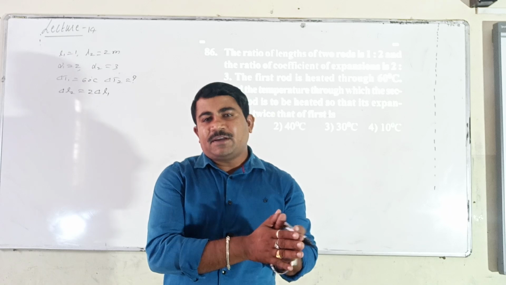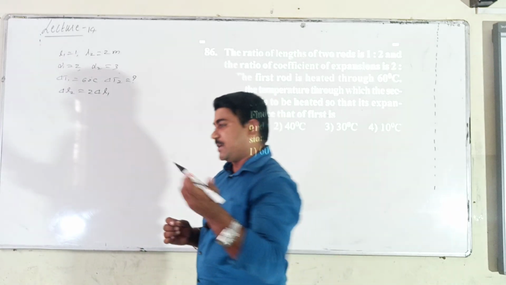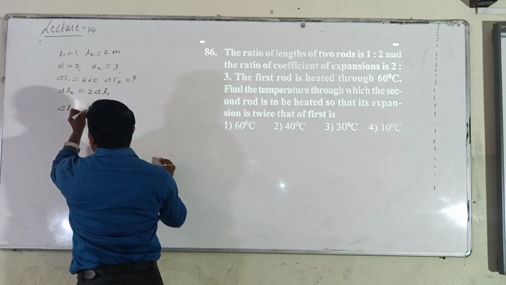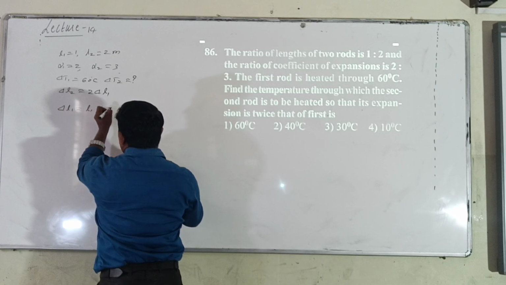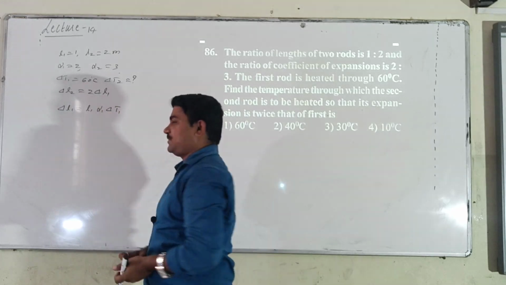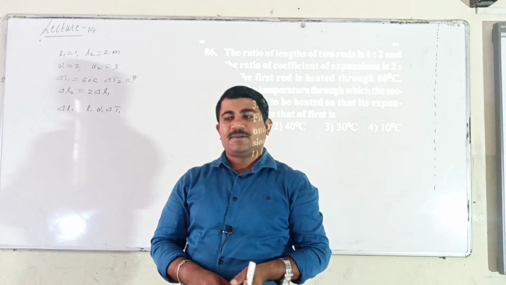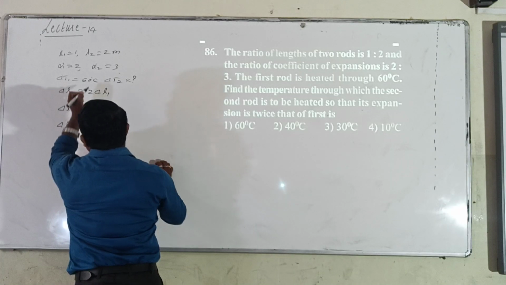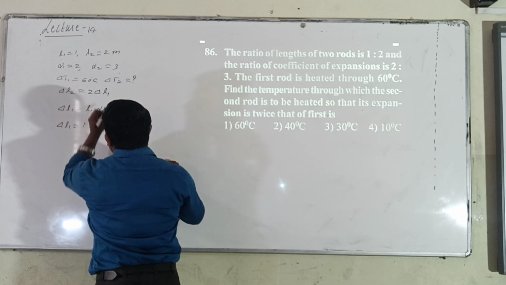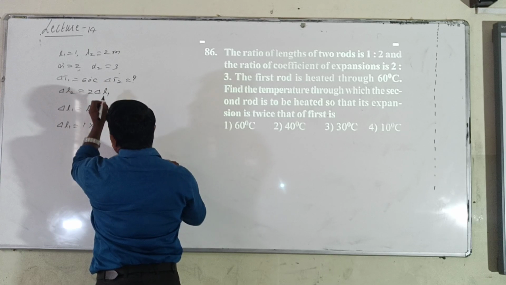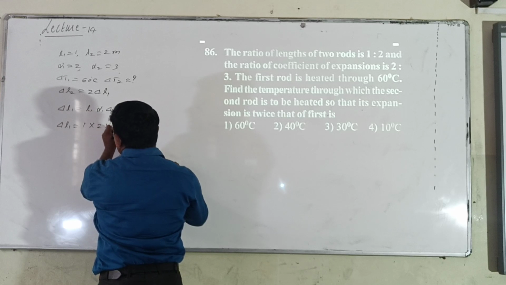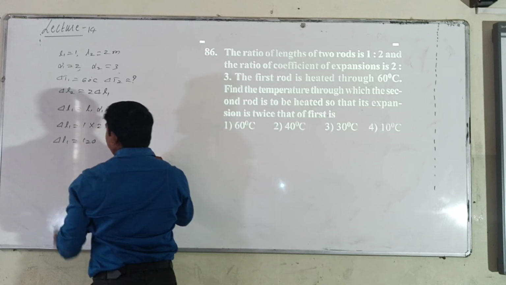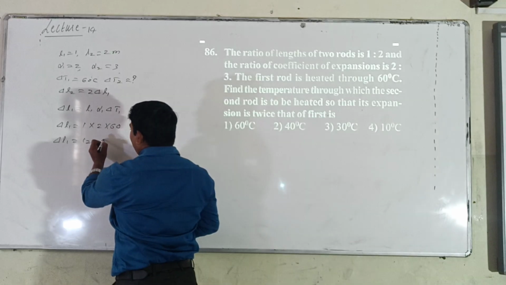Initially we will calculate the change in length of the first rod. What is the change in length of the first rod? Del L1 is L1 alpha 1 into delta T1. Are you following this? Then see here, L1 is given, 1. Alpha 1 how much is given? 2 is given. Delta T how much? It is 60 degrees Celsius. Then del L1 is 120, centimeter or meter, no matter.